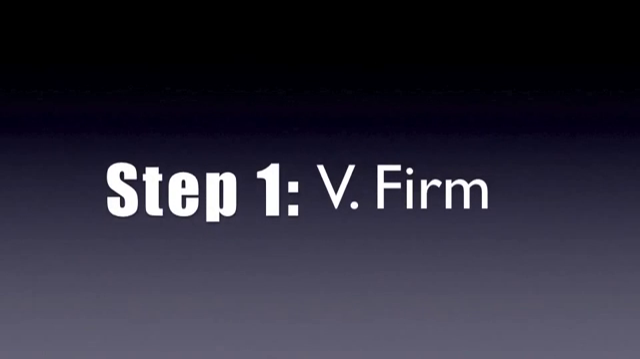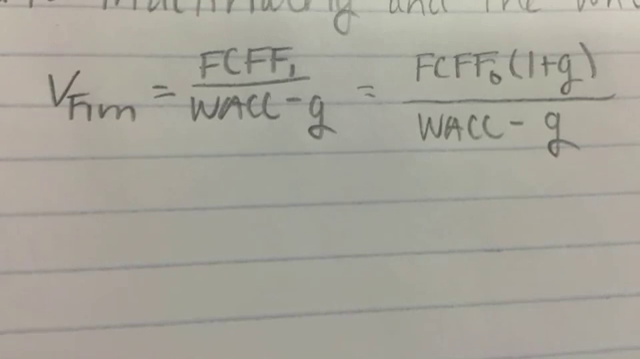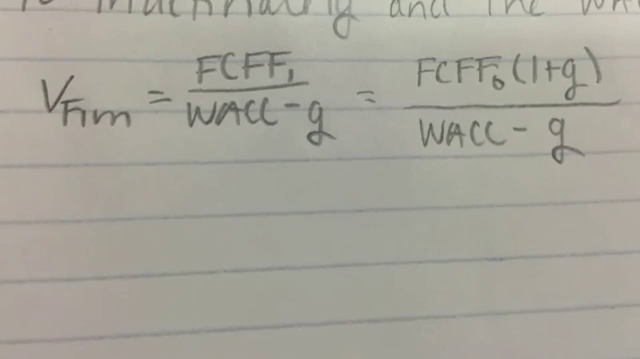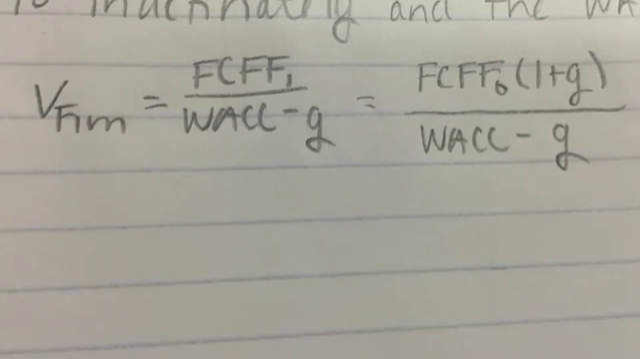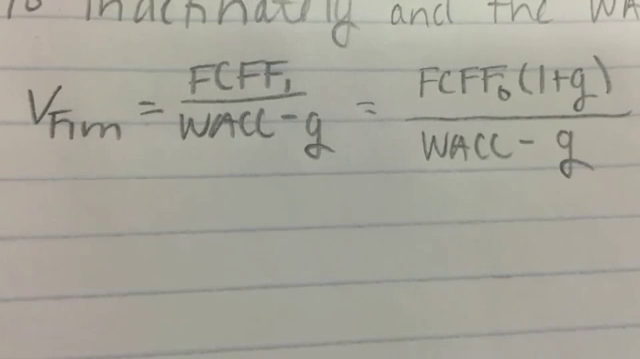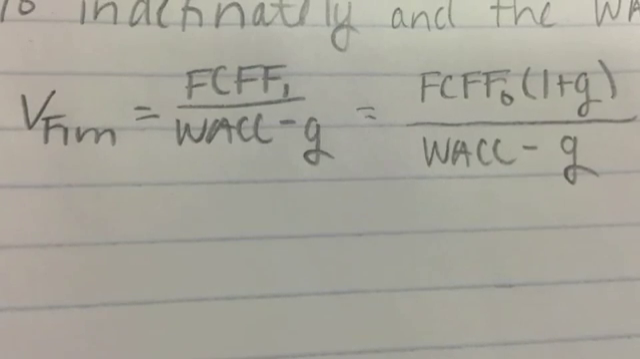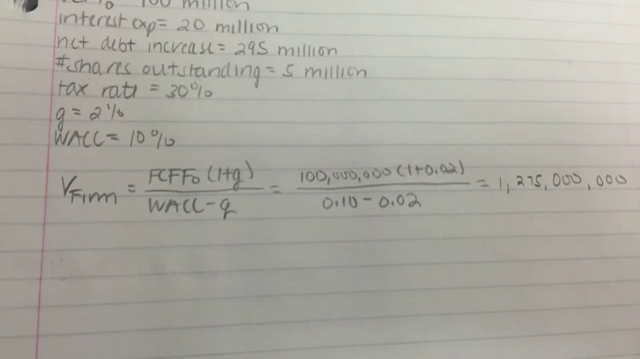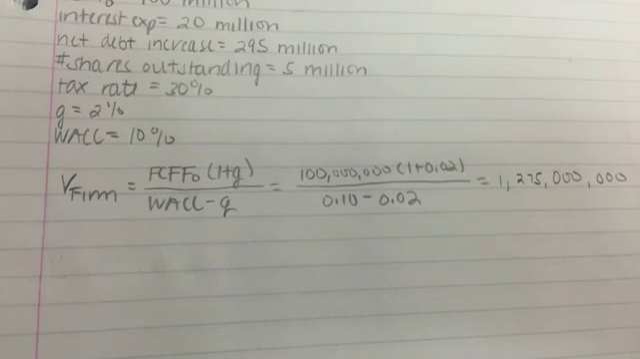So the first thing we want to do is calculate the value of the firm. In order to calculate the value of the firm, you take free cash flows to the firm of year 1 all over WACC minus the growth rate. Since we were given the free cash flow to the firm of year 0, we do free cash flow to the firm of year 0 times 1 plus the growth rate, all over WACC minus growth rate. By doing this, we are able to convert free cash flows of year 0 to free cash flows of year 1. We then take the data given to us and we plug it into the equation. We are able to calculate $1.275 billion as the value of the firm.